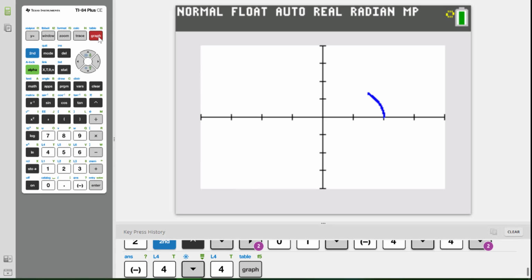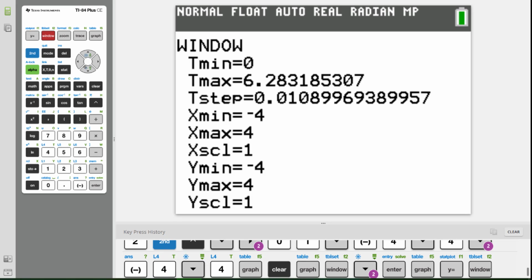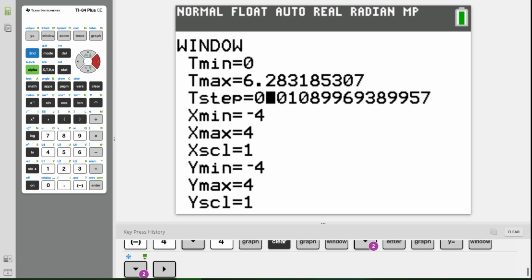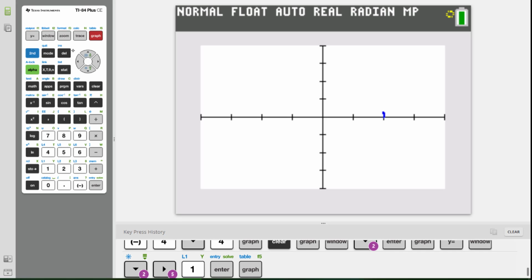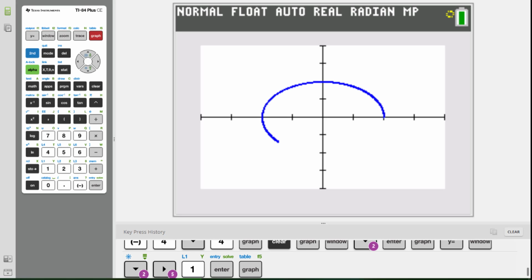Then I hit graph. So I can see that it traced out like that. I know it looks a little oblong, but that's because the view of the calculator is a little wonky. So we can see here that it rotated counterclockwise. If I want to see that again, I can just change the step to like 0.11, change this a little bit, and then it'll regraph it. And I can see that it goes counterclockwise.